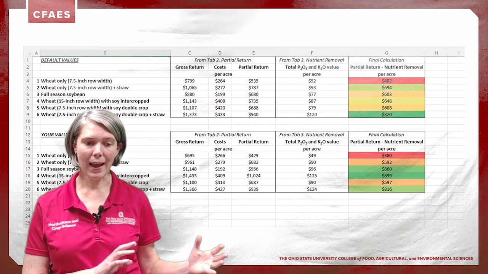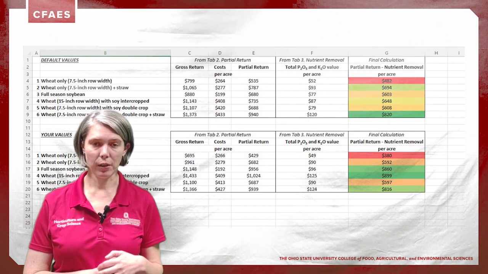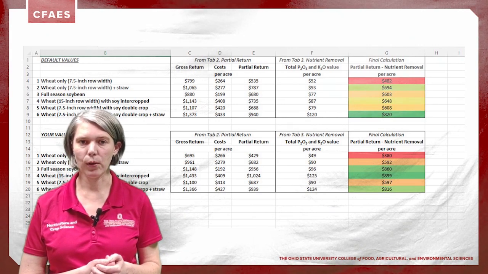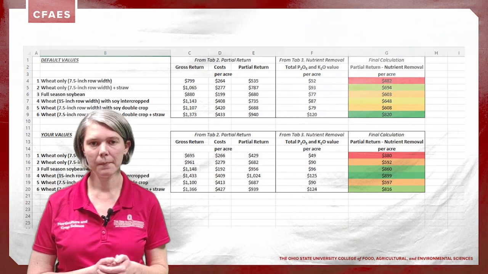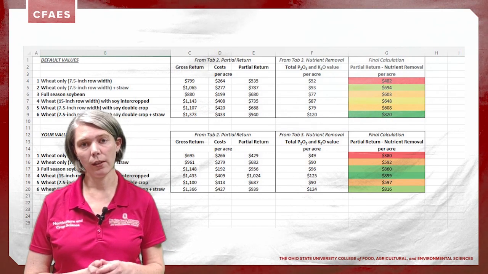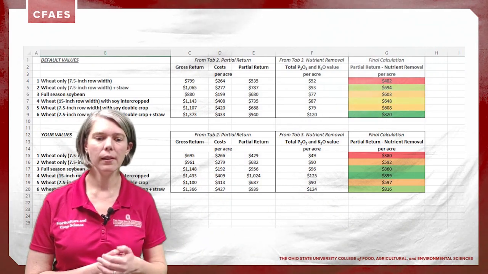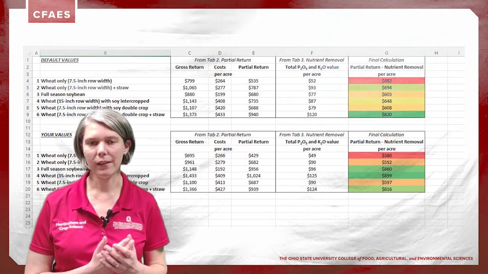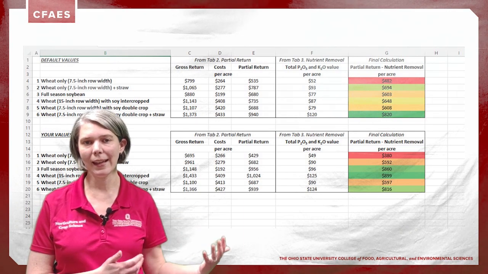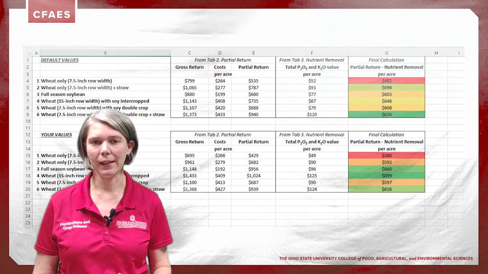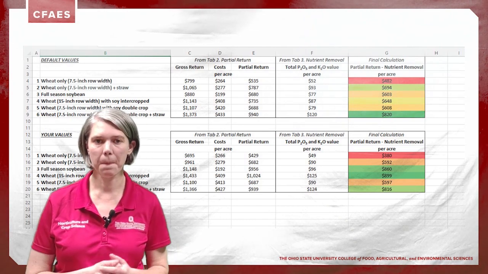The last tab estimates partial return of the system, including the P2O5 and K2O removal from the harvested portions. This calculation is based on both the default values and your values, and they're color coded. So the darker green colors indicate a higher partial return, and the red shaded cells indicate a lower partial return.